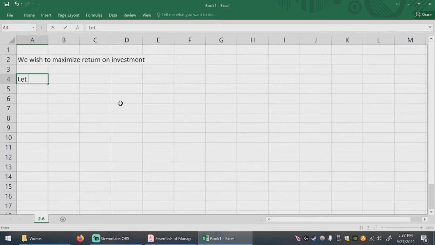And I'll say, what was the first one? Let's go B for bonds. Let B not represent bonds. No, that is not correct. B is a variable. B represents a number. In this case, the amount, dollar amount, sure, put a dollar sign there, invested in bonds.